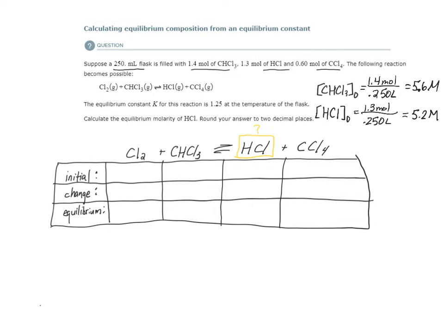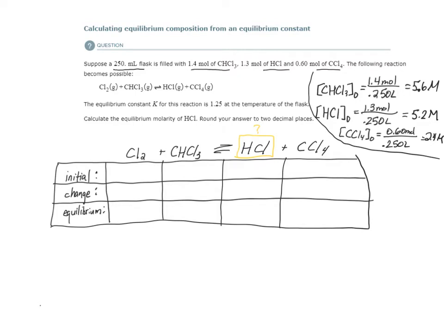And our last third substance that we have some of to begin with is carbon tetrachloride. What would be the initial concentration? Well, it would be equal to the number of moles that we begin with divided by the volume that it occupied. That's 0.6 divided by 0.25. And that is 2.4 molar.